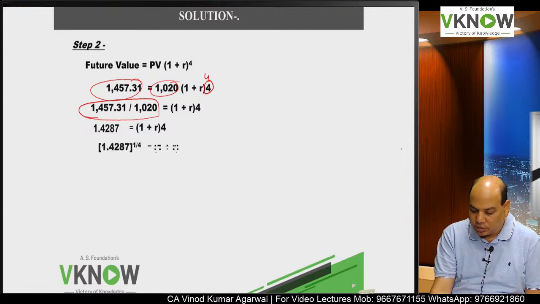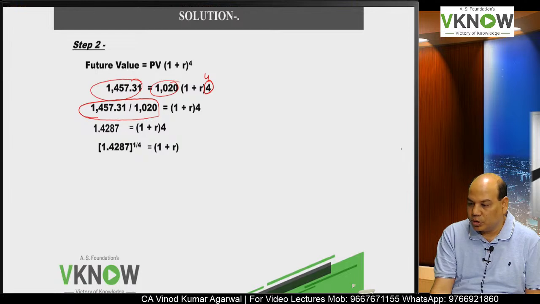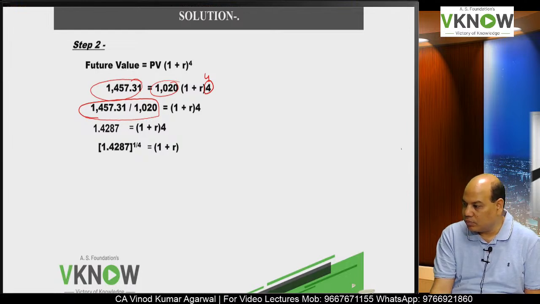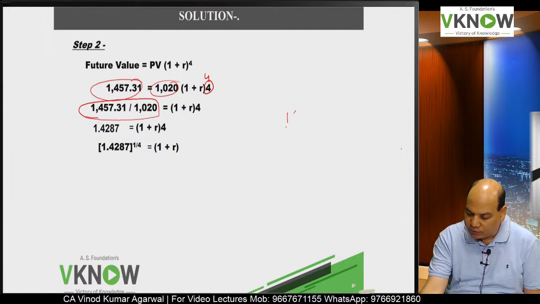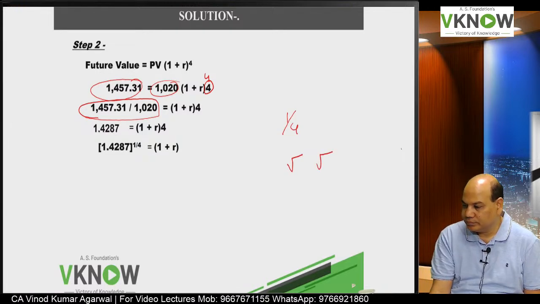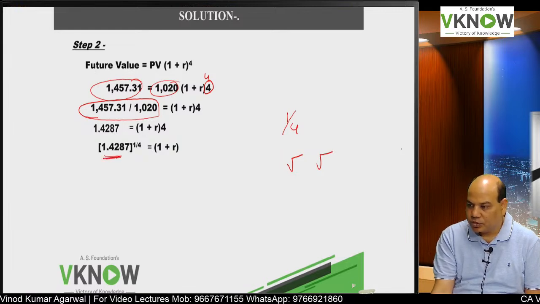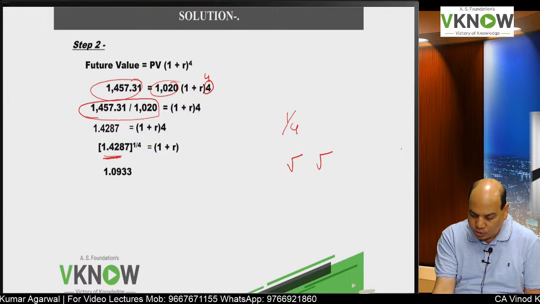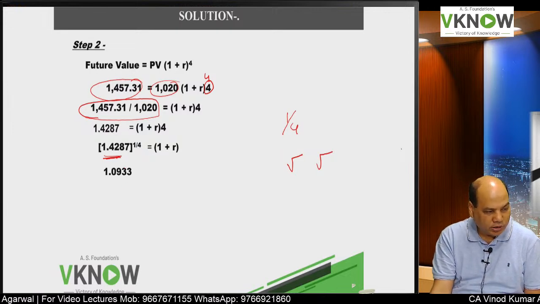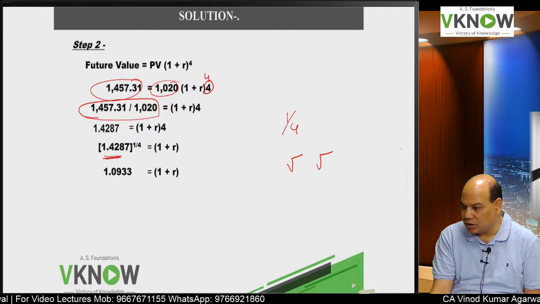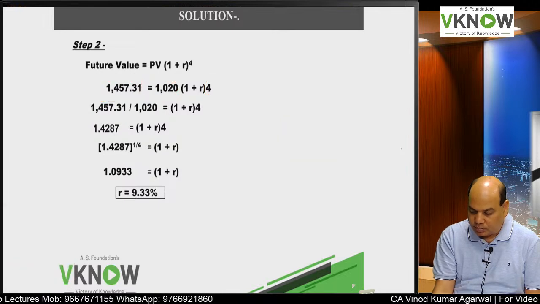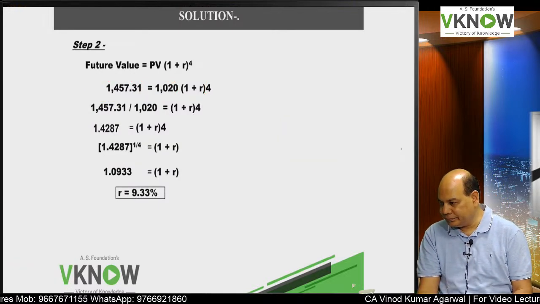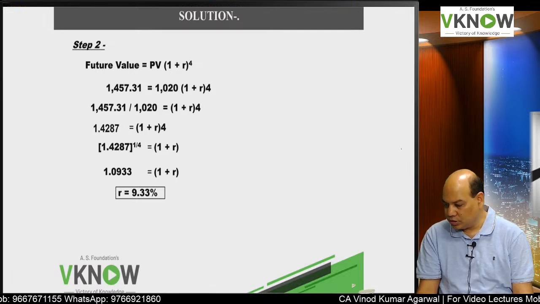1 plus r is equal to 1.4287 to the power 1 by 4, mathematics. And when the power is 1 by 4, you have to press the square root function 2 times. So type this number, press square root 2 times, you will get 1.0933. 1.0933 is equal to 1 plus r, and therefore r is equal to 9.33%. Is it right?